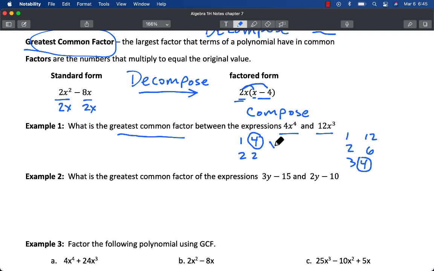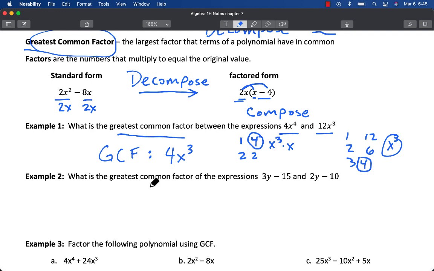We also need to look at the variables. This has x to the 4th, which can be made up by saying x cubed times x. And this is just x cubed. So the greatest one that they have in common is x cubed. So here we would say that the GCF is simply 4x cubed.